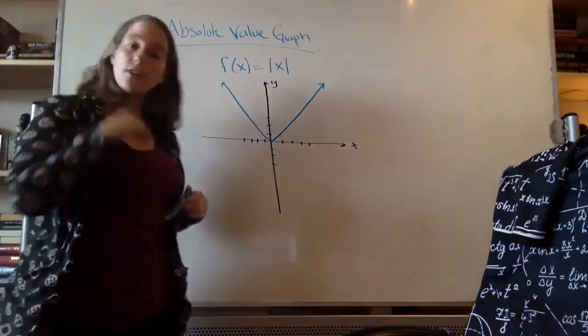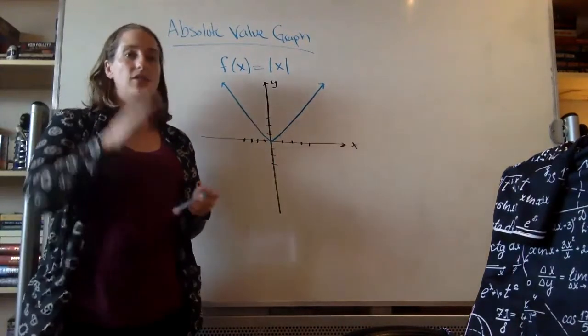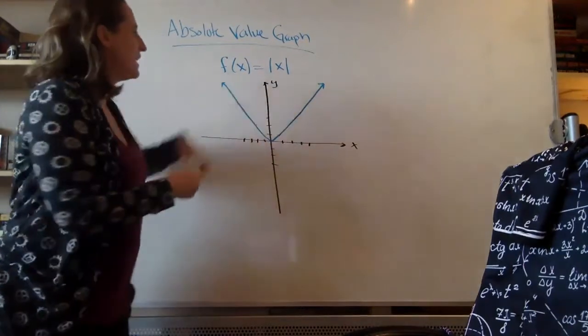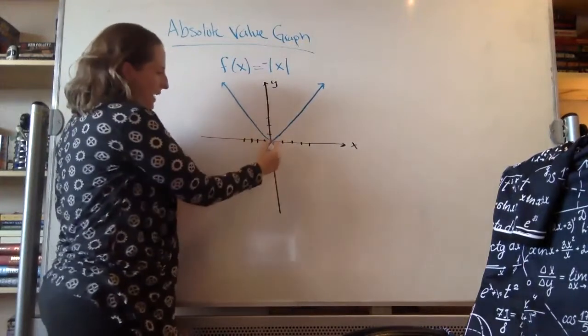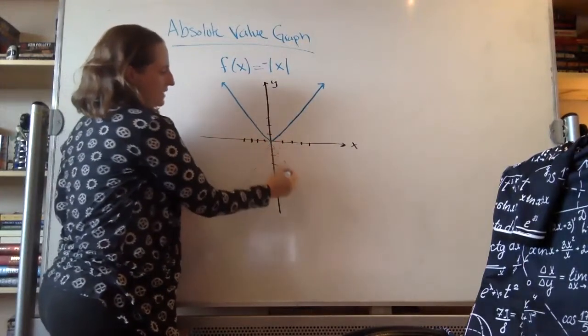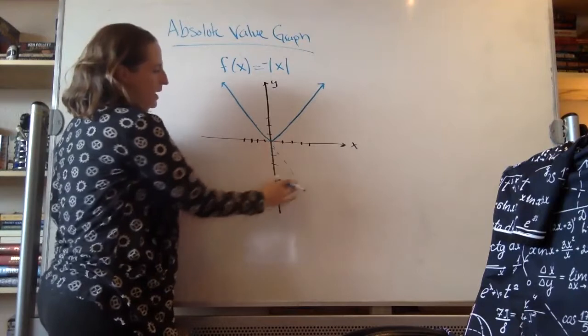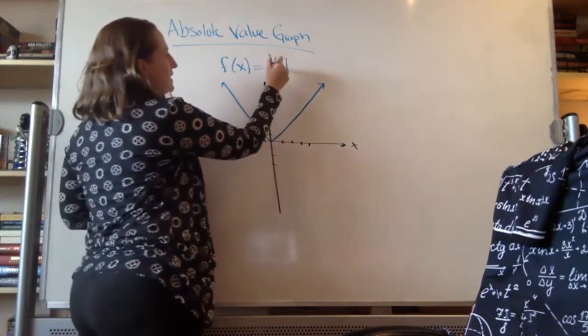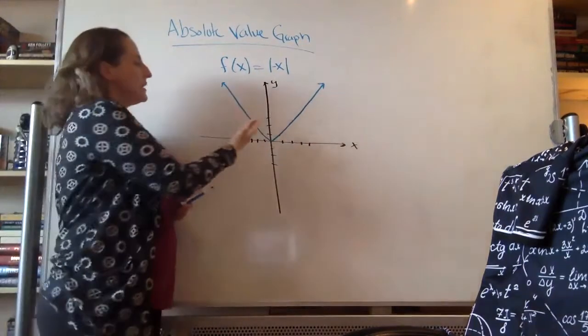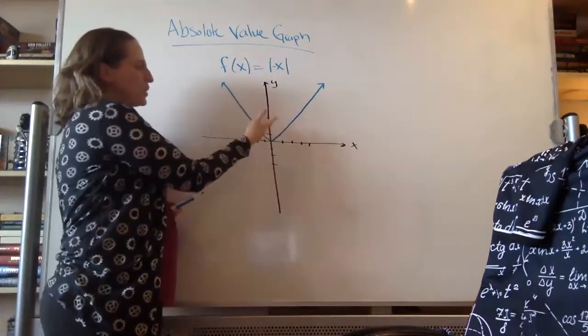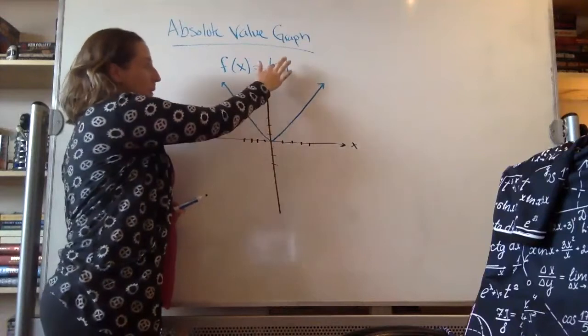Now, like with any other graph, we can flip this upside down. So remember, a negative out in front would flip this upside down. That's an x-axis reflection. Okay. Now, technically, we can also put a negative inside. A negative inside with the x is a y-axis reflection. But in this case, a negative inside with the x wouldn't do anything because this is symmetric about the y-axis.